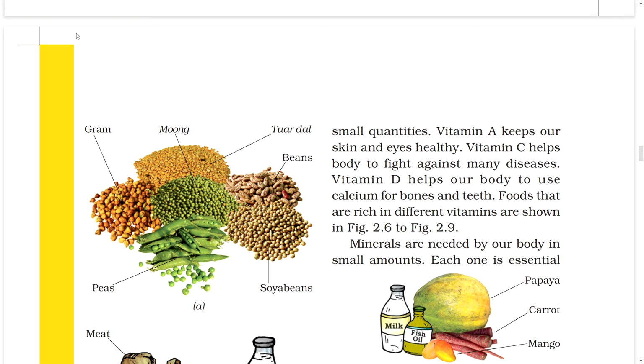Vitamin A keeps our skin and eyes healthy. Vitamin C helps body to fight against many diseases. Vitamin D helps our body to use calcium for bones and teeth. Foods that are rich in different vitamins are shown in the figures. Minerals are needed by our body in small amounts. Each one is essential.